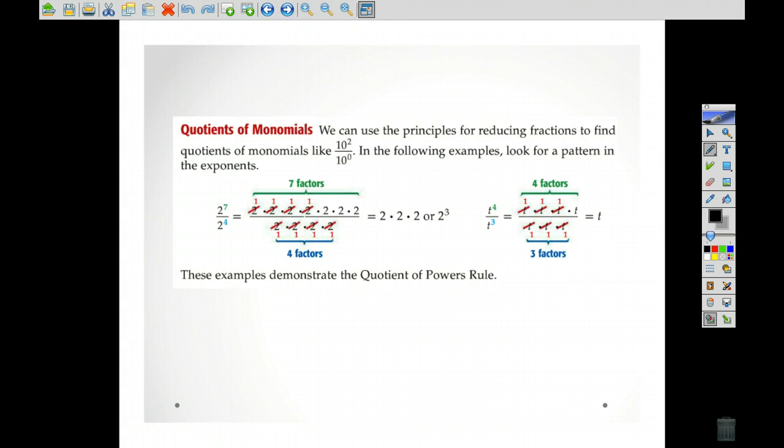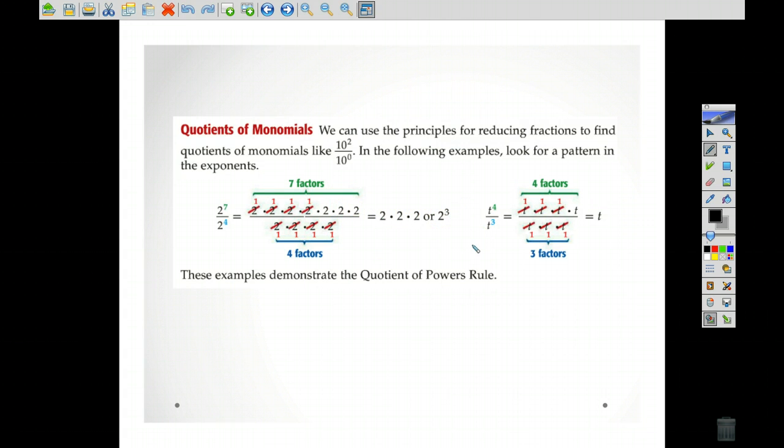When we are dividing monomials, we can use the principles for reducing fractions to find quotients like 10 to the second power over 10 to the 0 power. In the following examples, look for a pattern in the exponents. If you have 2 to the 7th over 2 to the 4th, there are 7 of these 2's on top and 4 of these 2's at the bottom. Remember, with fractions, top and bottom cancel out if you have the same factor. We cancel out 4 of them, and you have 3 of those 2's left, so 2 to the 3rd power.